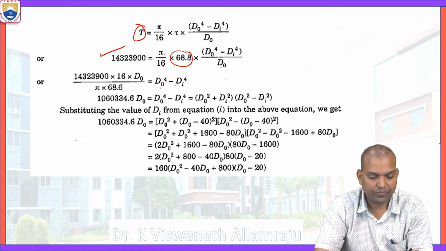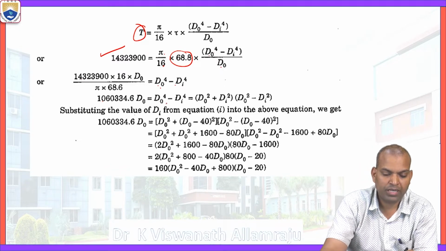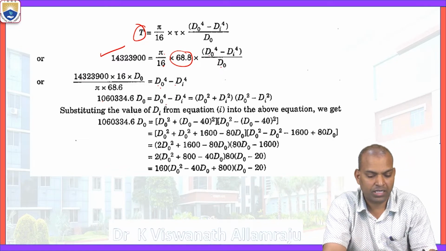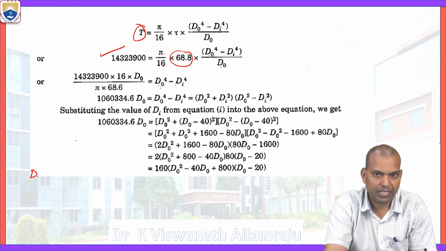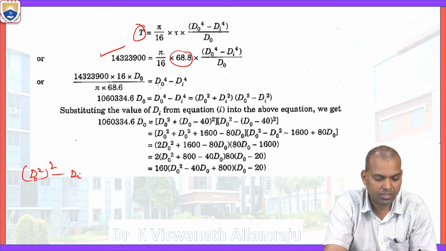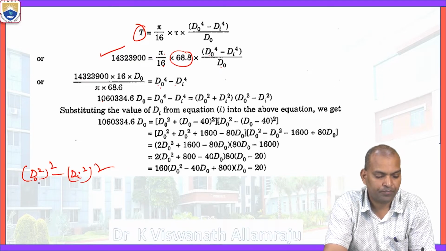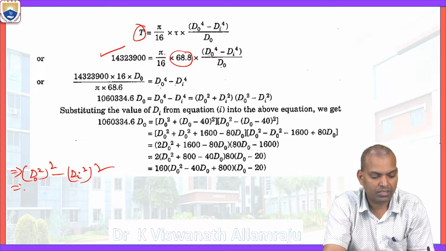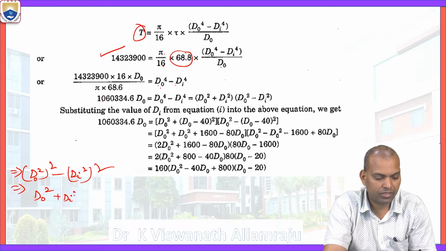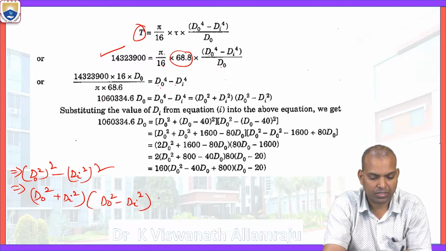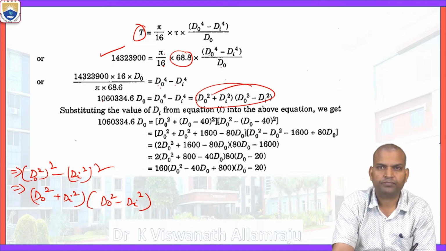So further, after this, do power 4 minus di power 4 is converted as a square minus b square. A square minus b square means a plus b into a minus b. That's do square whole square minus di square whole square. This is a square minus b square, that means do square plus di square and do square minus di square. This is what we got.